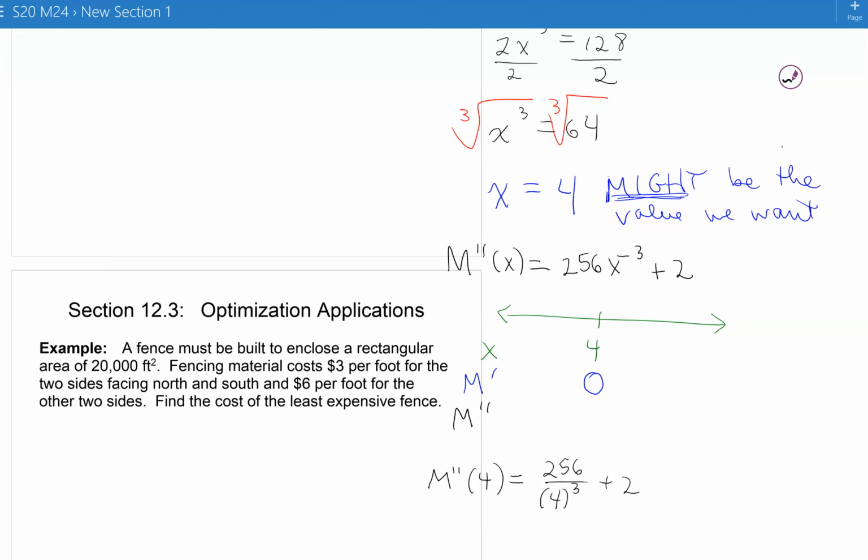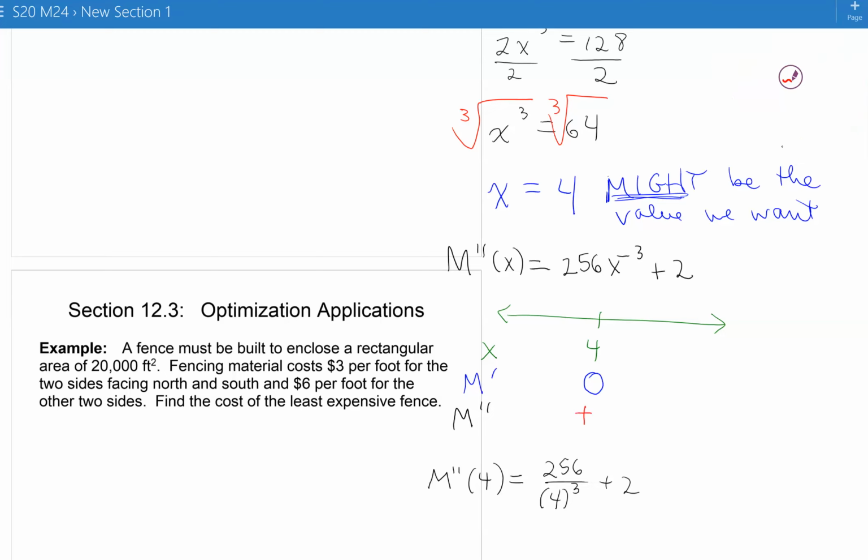All I care about is whether this is positive or negative. I don't care what that number is. And I can just look at it and see everything there is positive and added. So this is going to be positive.